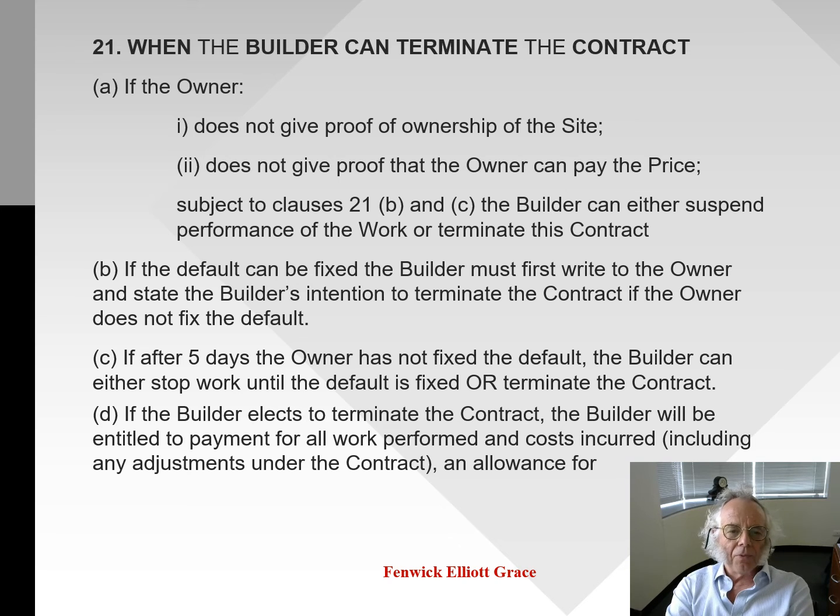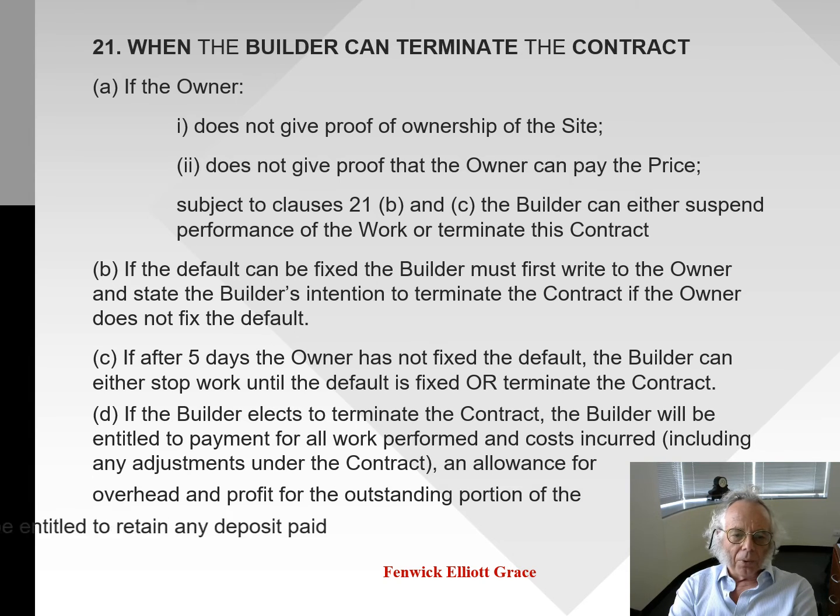But note that if the default can be fixed, the builder first has to write to the owner and say, I'm going to terminate the contract if you don't fix the default. And if after 5 days the owner hasn't fixed the default, the builder can either stop work or terminate the contract. And if the builder elects to terminate the contract, the builder will get paid for all its work performed and costs incurred, including an allowance for overhead and profit, and can keep the deposit.